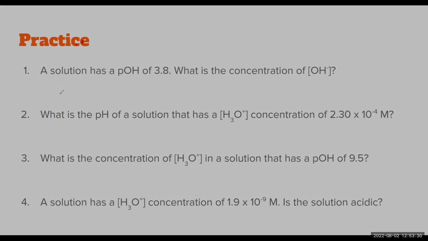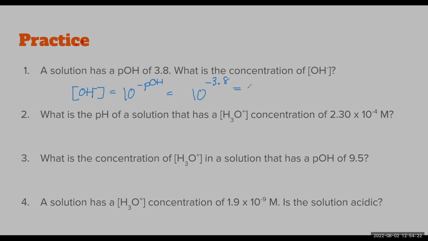So the first problem, a solution has a pOH of 3.8. What is the concentration of the hydroxide ion? So what I can do is, if we know that formula from a few slides back, we know that the concentration of OH minus is equal to 10 to the minus of the pOH that is given. So if you plug that into our calculator, we could just do 10 to the minus 3.8. And then let's see what answer we get.